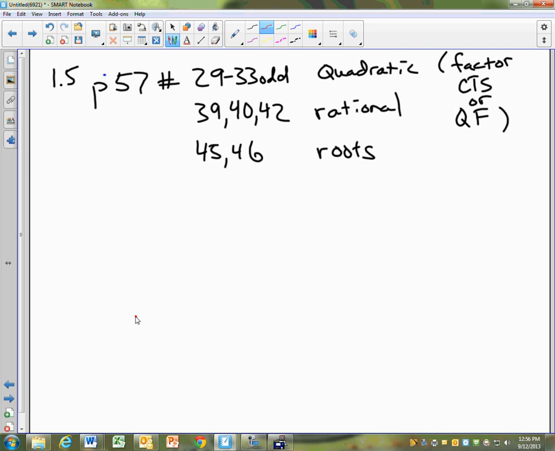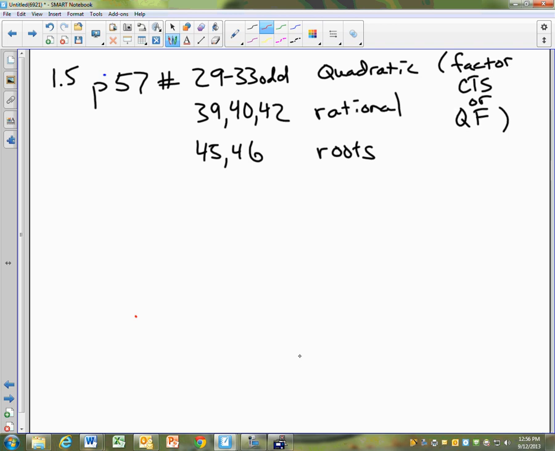All right. So I have 8 problems for you to try for tonight. This is just to extend exactly on what we learned. So this is an add-on for 1.5, and then we'll finish up tomorrow. But 29 through 33 odd, so those are 3 problems, and they are quadratics. You may either factor them, use complete the square, or use the quadratic formula. Whatever method you want to use is absolutely fine, and the directions say so.